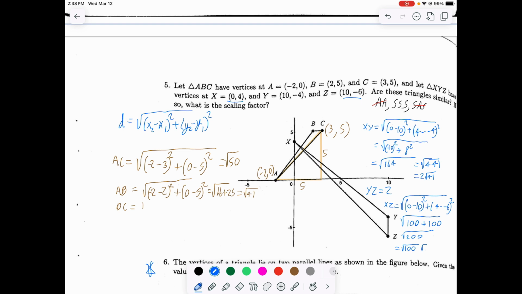Square root of 100 times the square root of 2, which becomes 10 times root 2. Now, looking at this one, we've got something a little interesting. That's the square root of 50.